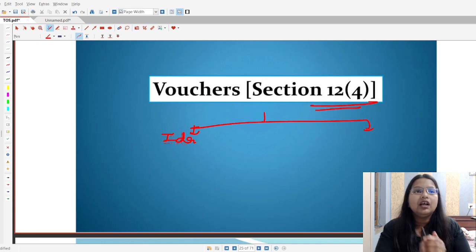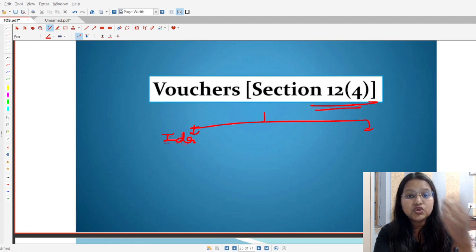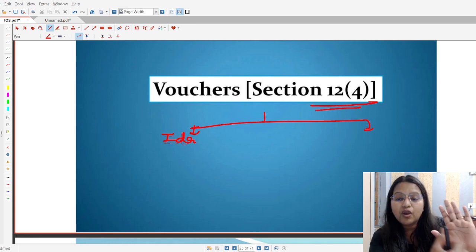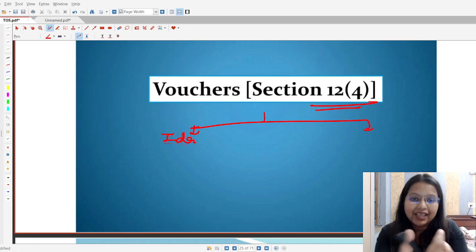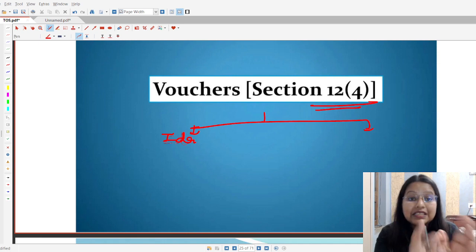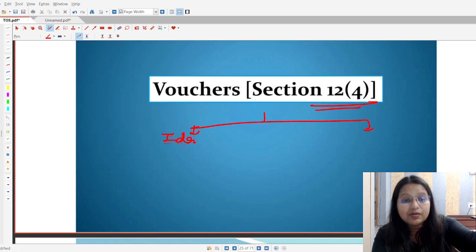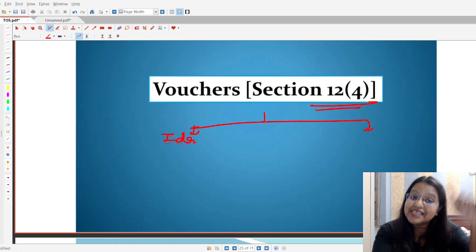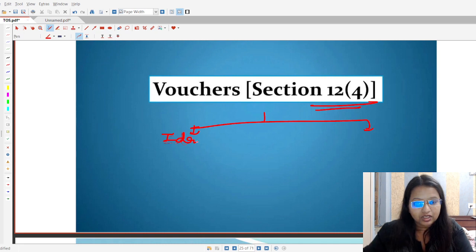For example, let's suppose XYZ pizza company issues a voucher and says that you can buy a 100 rupee pizza from this voucher. It means you can take a 100 rupee pizza against this voucher. So the pizza company knows that the customer will come to us and will purchase only pizza. It means the GST rate is identifiable. So that is a case of identifiable vouchers.